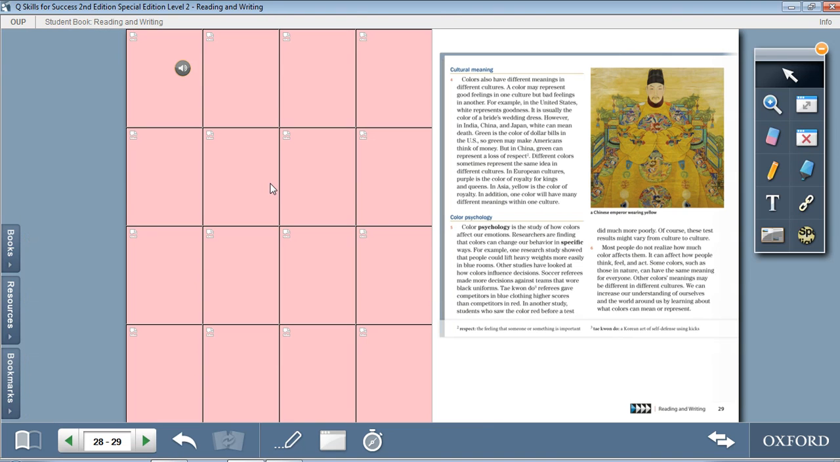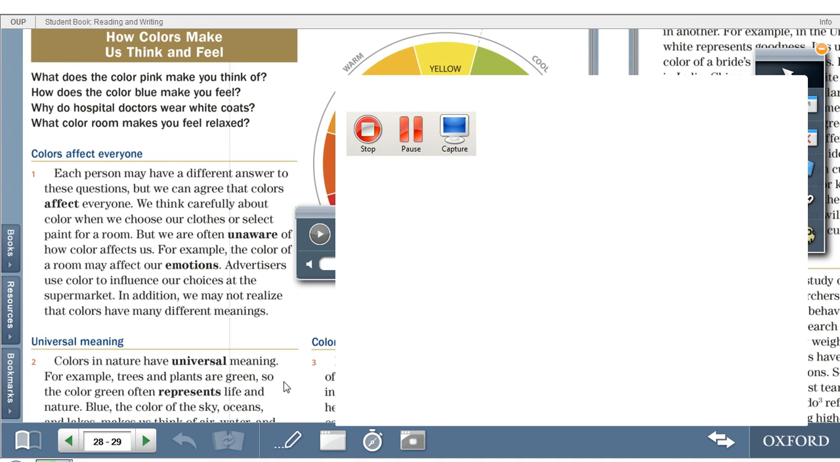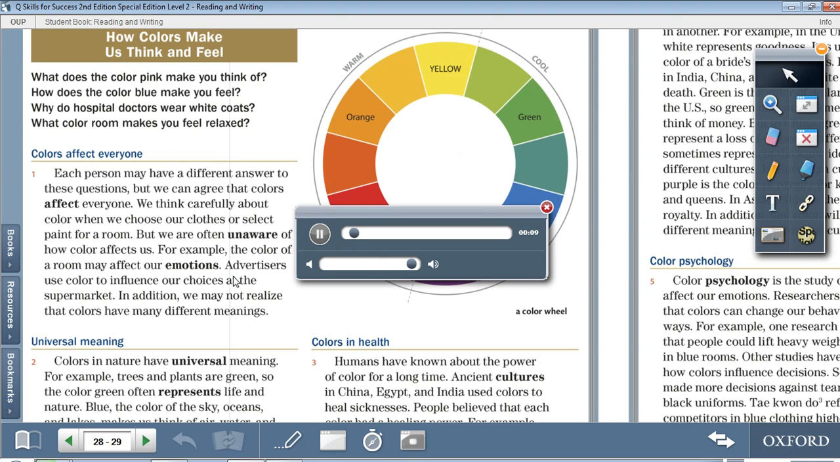Moving on to the reading activity. Unit 2, Reading 1. How colors make us think and feel. What does the color pink make you think of? How does the color blue make you feel? Why do hospital doctors wear white coats? What color room makes you feel relaxed?